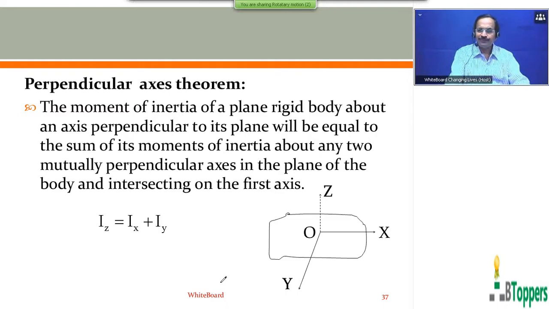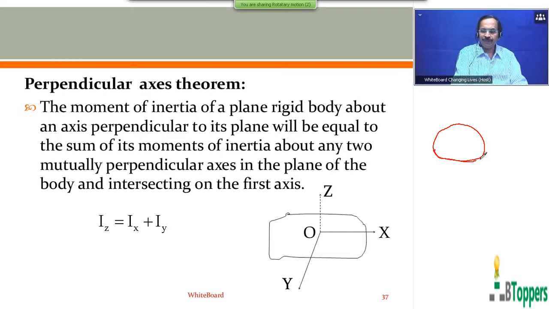So for example, if you are given a plane object, for example, in the case of a circular disc, after copying the statement of the perpendicular axis theorem, that means after copying the printed part, we can again stop writing. So let us consider a circular disc.